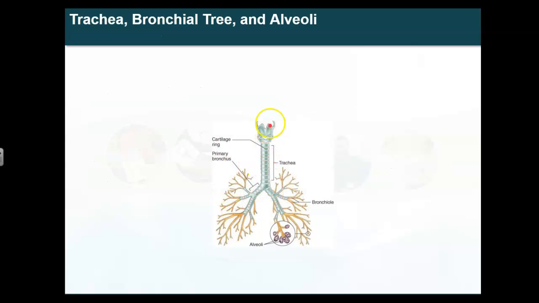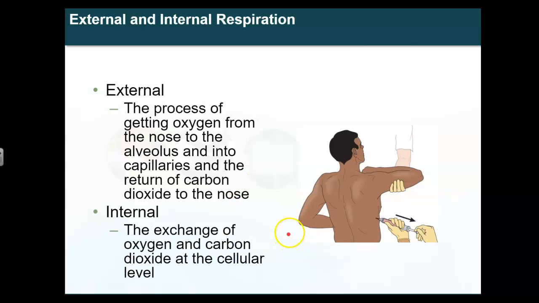So again, here's your picture: larynx, voice box, glottis, all that stuff's up here. Cartilage rings, trachea, primary bronchus, and then bronchioles, and then alveoli. Okay, so let's talk about external and internal respiration. The structure of the respiratory apparatus has been compared with an upside down tree, with the trunk, branches, and twigs and leaves corresponding to the trachea, bronchi, bronchioles, and alveoli.